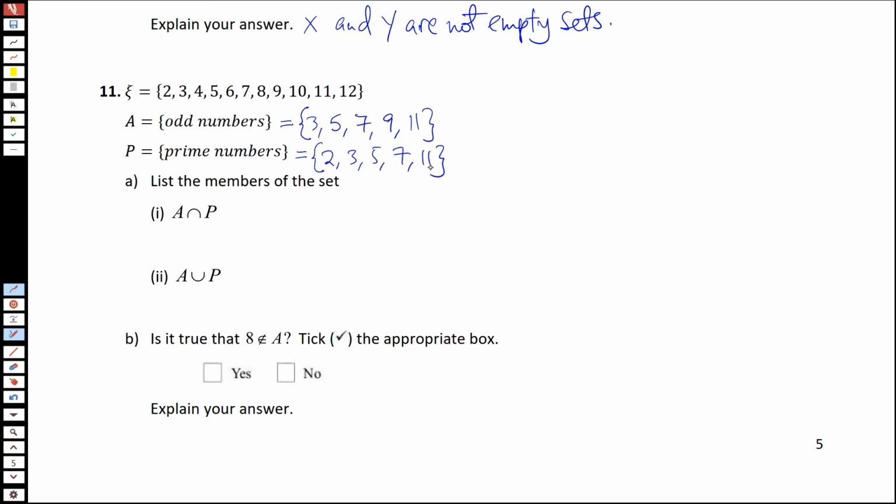So list the members that are in both A and P. So what is in both A and P will be, we have 3, because 3 is in both. We have 5 in both. We have 7 in both, and we have 11 in both. So 3, 5, 7, and 11.